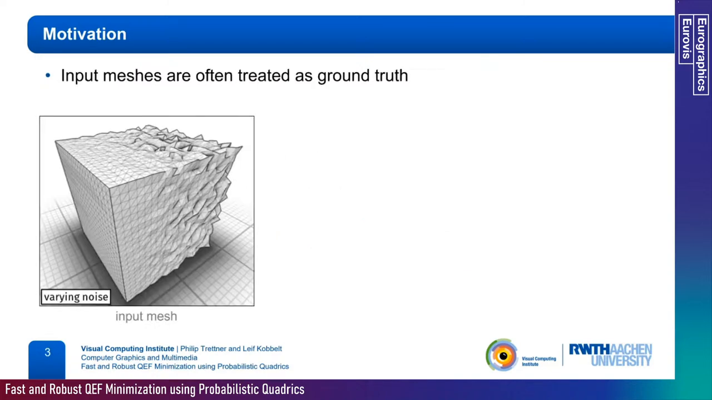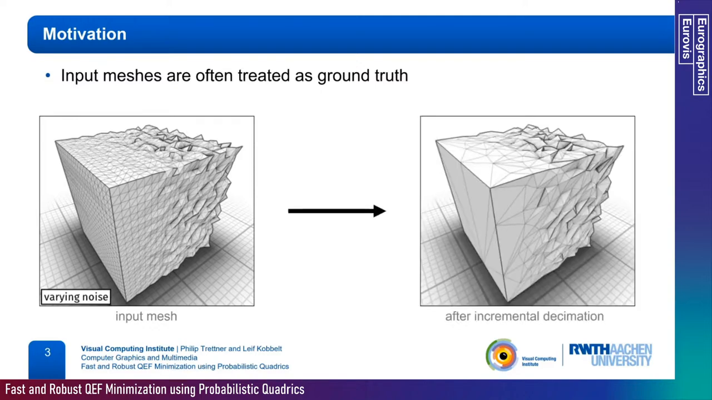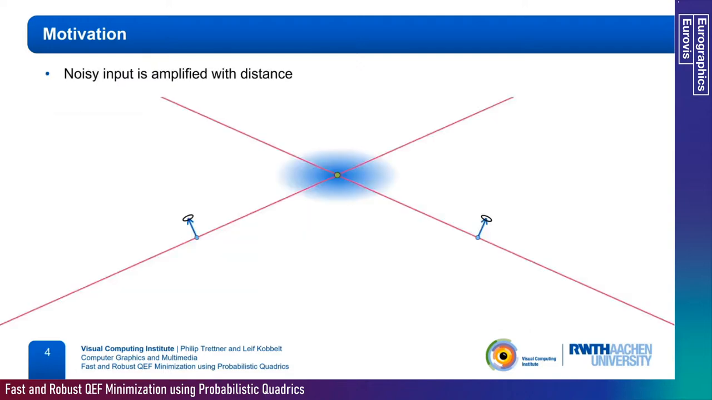However, in the classical settings, input meshes are often treated as ground truth. All the input triangles are treated as exact, and when you construct quadrics for them and use them, for example, in a decimation process, what happens is that the exact algorithm wants to minimize the loss of information, and your feature preservation turns into noise preservation. In this paper, we looked at how to model the input noise and basically bake the resulting uncertainty directly into the quadric. So, why is this important?